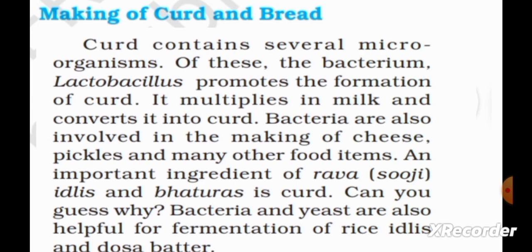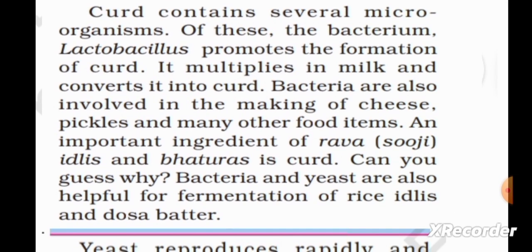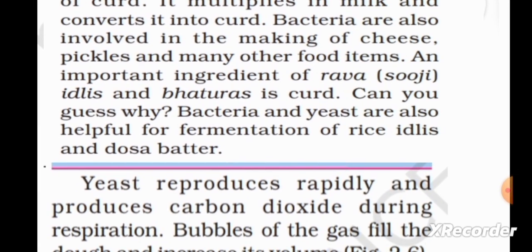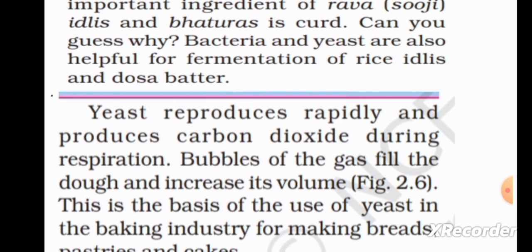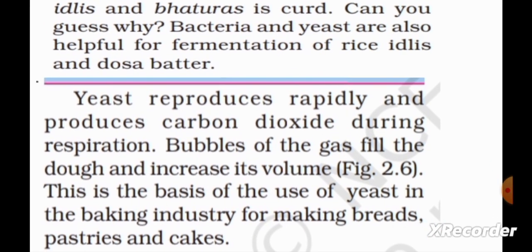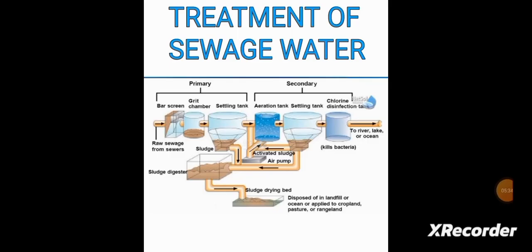Bacteria and yeast are also helpful for fermentation of rice, idlis, and dosa batter. Yeast reproduces rapidly and produces carbon dioxide during respiration. Bubbles of the gas fill the dough and increases its volume. This is the basis of the use of yeast in the baking industry for making breads, pastries, and cakes. Sewage water.